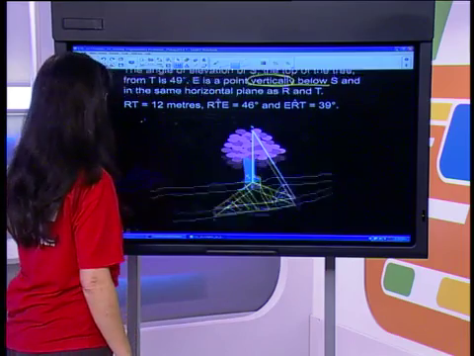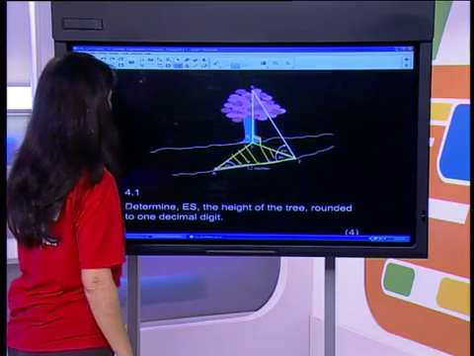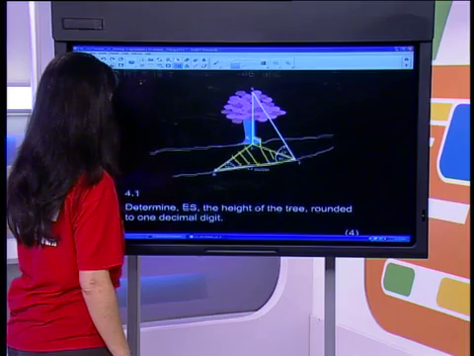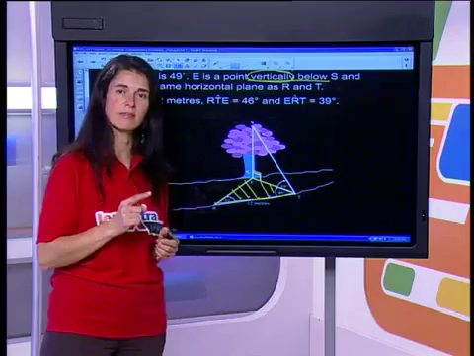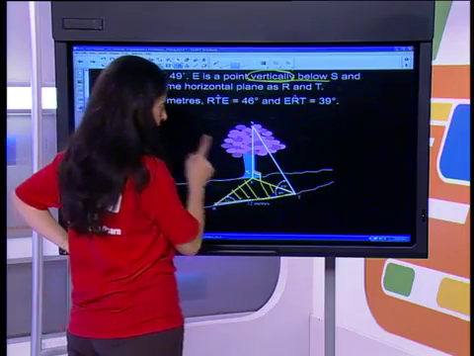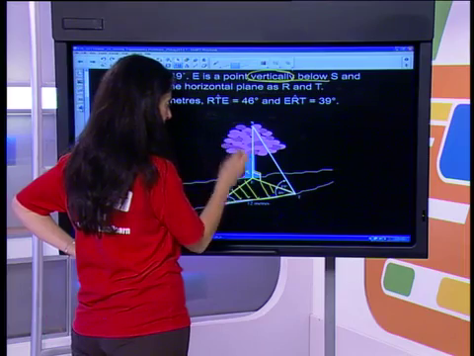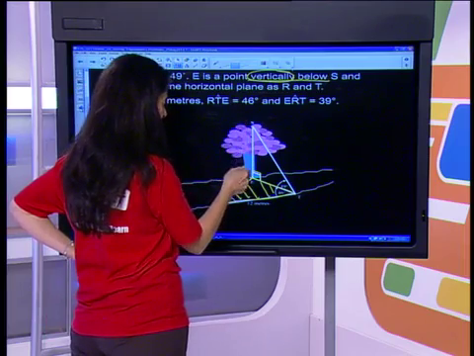Okay, let's see what we need to focus on. Determine ES, the height of the tree, rounded off to 1 decimal place. Is it possible for us to find that length? In the white triangle, we're probably going to say there isn't enough information. We have one angle, 49 degrees. So it's obvious that I need to go and find something else before I go and find ES.